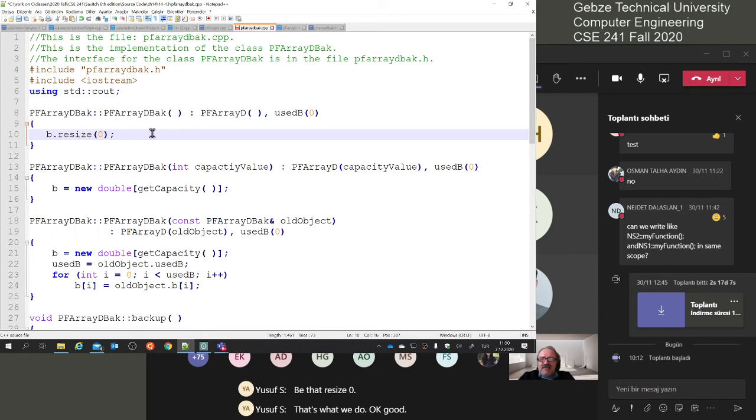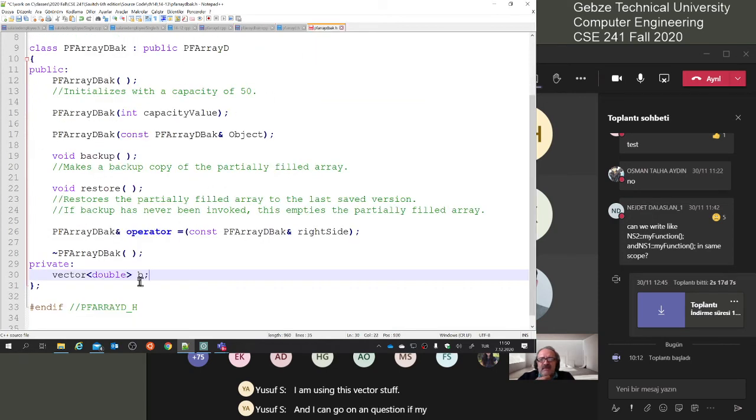And since B is a vector now, I am using this vector stuff. And I can go on and question if my private part is like this, do I need to write the copy constructor? Do I need to write the copy constructor, or assignment operator, or the destructor?